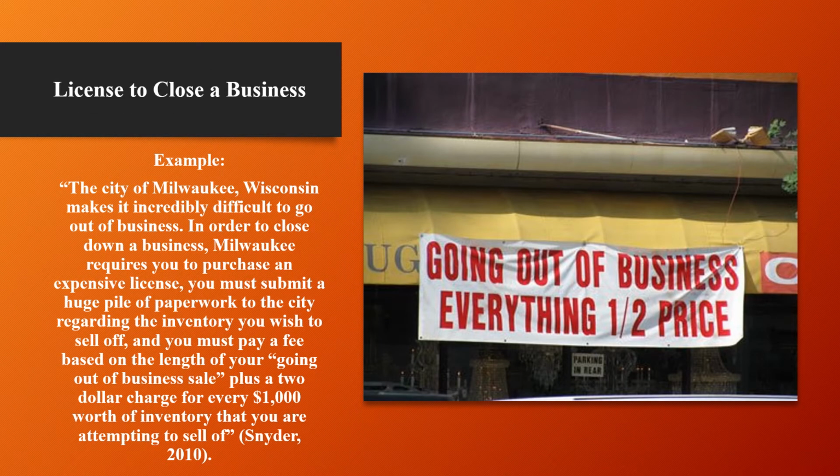Here is another example of government regulations. In the state of Wisconsin, in order to close down a business, Milwaukee requires you to purchase an expensive license. You must submit a huge pile of paperwork to the city regarding the inventory you wish to sell off, and you must pay a fee based on the length of your going-out-of-business sale, plus a $2 charge for every $1,000 worth of inventory that you are attempting to sell off.